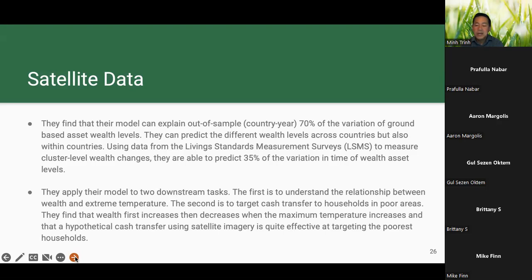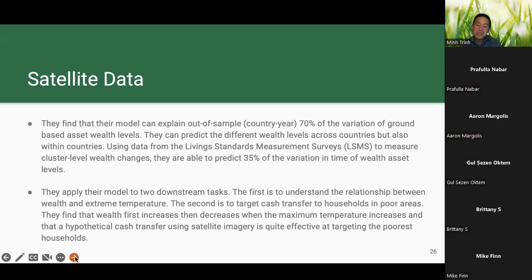Okay, they apply the models to what they call two tasks. One is to understand the relationship between wealth and extreme temperature, right? Using the model, they have a prediction of wealth for all geographical areas in all these African countries, and you want to see, is there a correlation between temperature and wealth? They find that usually wealth will increase with temperature, but then will decrease when the maximum temperature is very high, which is also quite intuitive, right? It's very hot, productivity is low, or they have more drought, or the weather is worse.